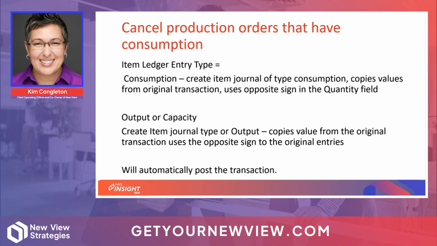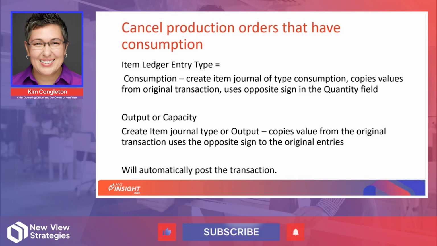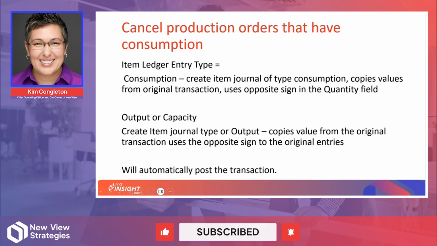And then for output or capacity, for those types, it's going to create an item journal, type of output, and then it's going to copy the values again from the original transaction, and use the opposite sign to the original entries. The big part is it is going to post automatically, so then you can go see it when you look at the item ledgers or look at the capacity. There is a little bit of a caveat to this. This is only production orders, right? It's not assembly orders.